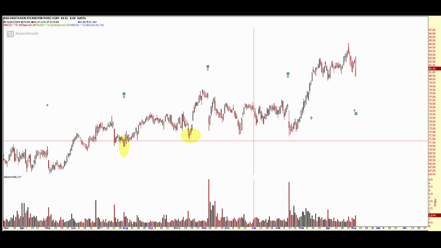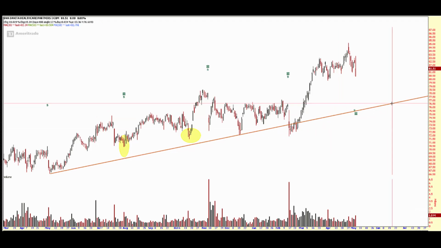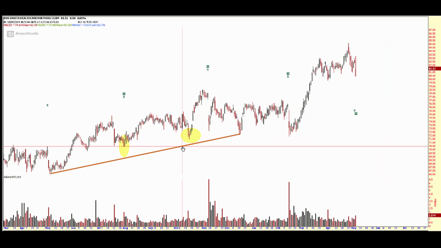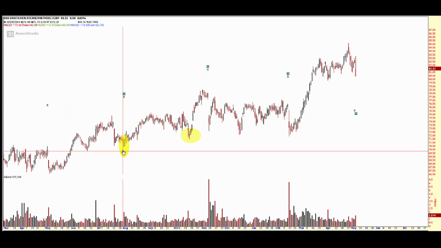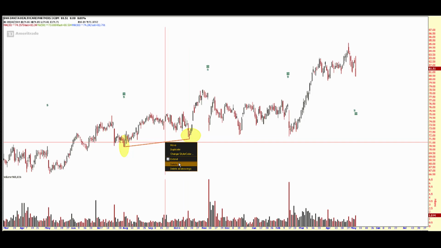So like this general representation of the chart, I'll probably draw it this way, from the lows. Let's say if I want to connect two lows, this would be it. Or let's say if I want to connect these two lows, this will be it.